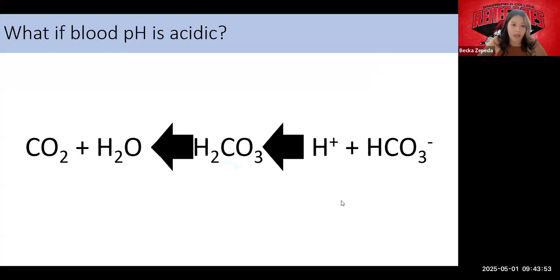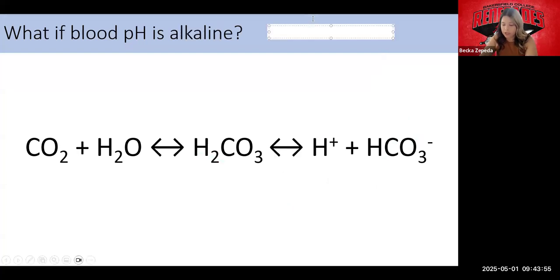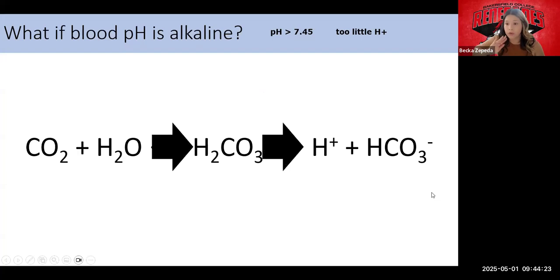So what if blood is alkaline? If blood is alkaline, we would expect the pH to be greater than 7.45. And so that means we have too little hydrogen ions available. And so in this case, in order to combat that and release more hydrogen ions into the fluid compartment, that is going to force us to shift this equation to the right.